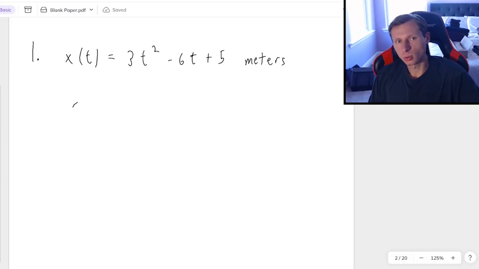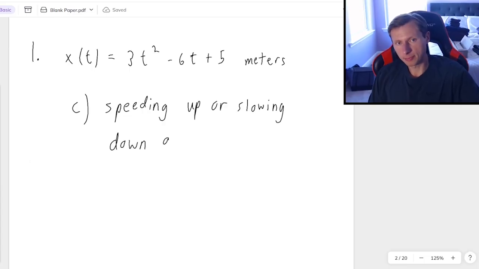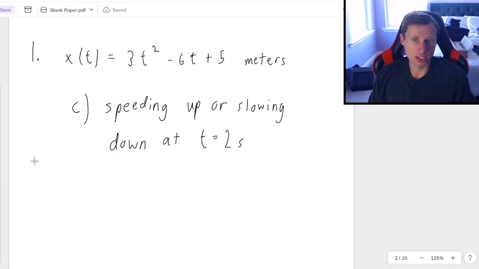And now let's ask one more question here. For the next one, I want to know if the object is speeding up or slowing down at t equals 2 seconds. So how are we going to answer speeding up and slowing down? It's very easy. You just have to look at your velocity and your acceleration.